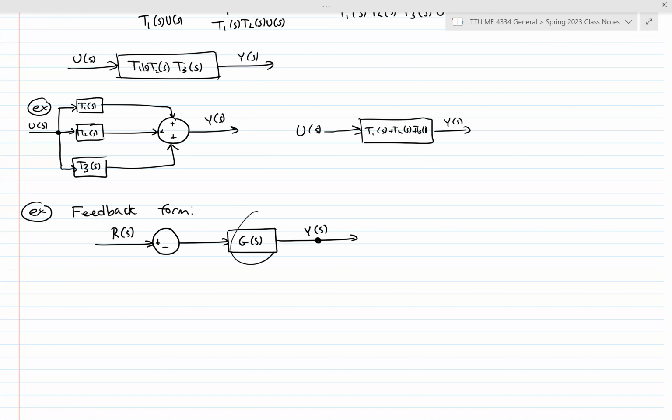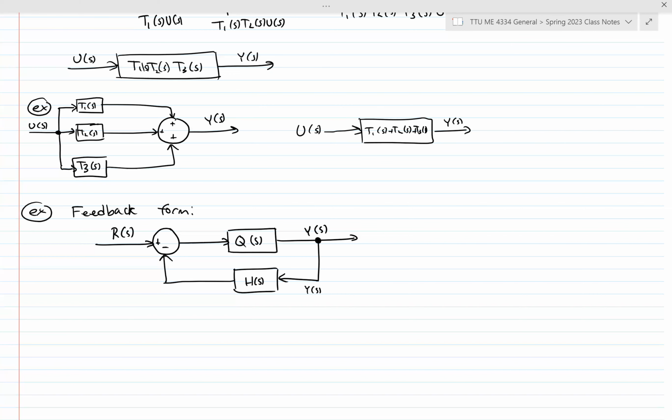This actually isn't going to be G. We're going to use a different letter for this in the future. I'm going to just call it Q for now. All right, we're going to feed this back over here. So this is still Y of S. This is H. So this signal is going to get multiplied by H and fed back in. This is a negative feedback loop here.